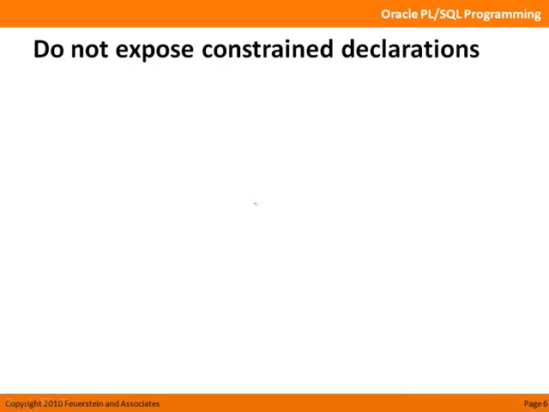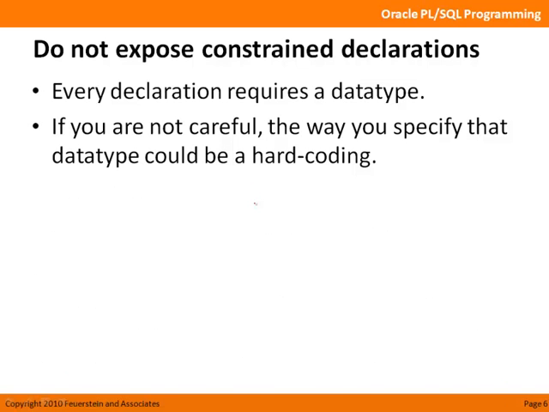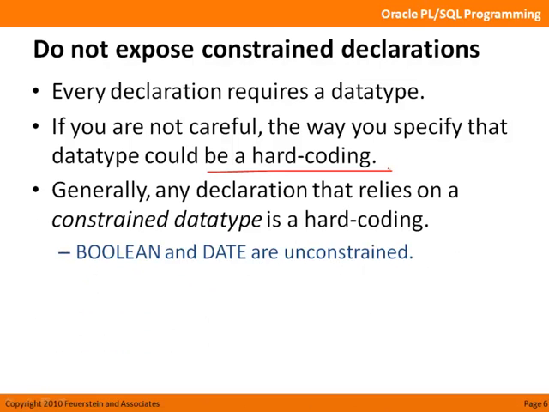Next up, do not expose constrained declarations and perhaps more generally any base data type declarations. Obviously, to declare a variable, you have to specify the data type. And if you're not careful, the way you specify that data type can result in a really nasty kind of hard coding. And generally, any declaration that relies on a constrained data type should be considered a hard coding.